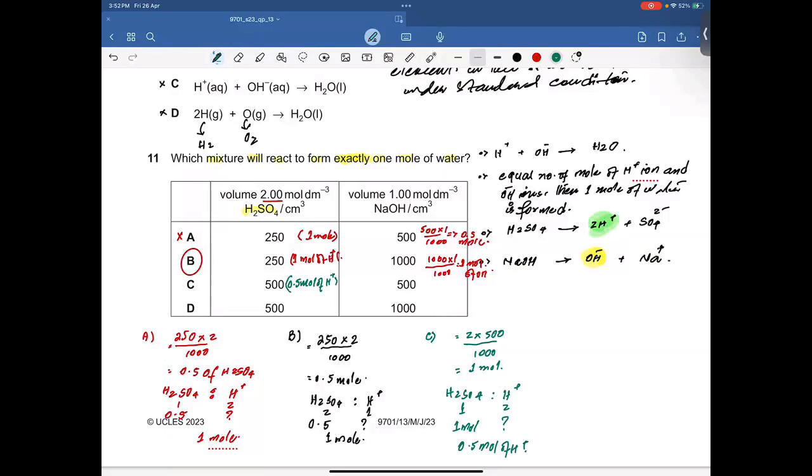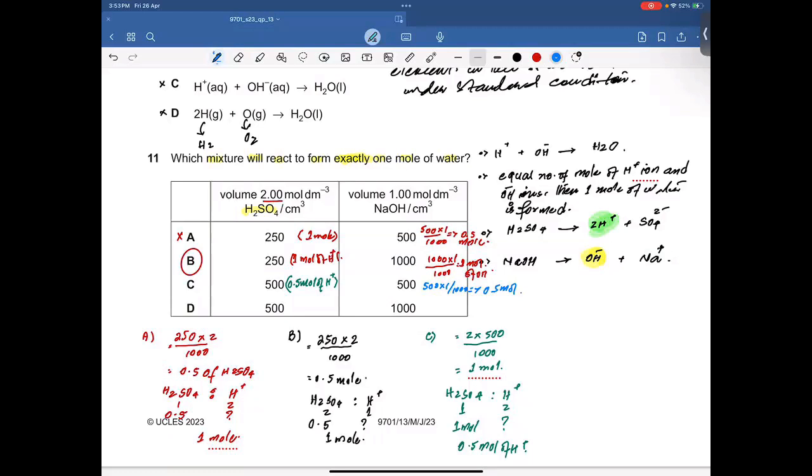Let's talk about NaOH. We have 500 into 1 divided by 1000. So I believe we are getting 0.5 moles. 500 into 1 divided by this. So we're getting 500. 500 into 2. Wait, 500 into 2 divided by 1000. You will get 1.